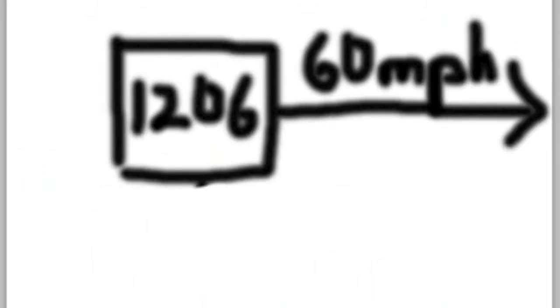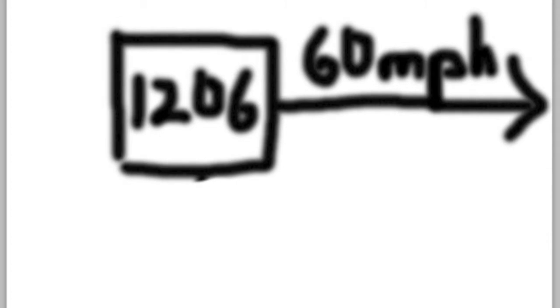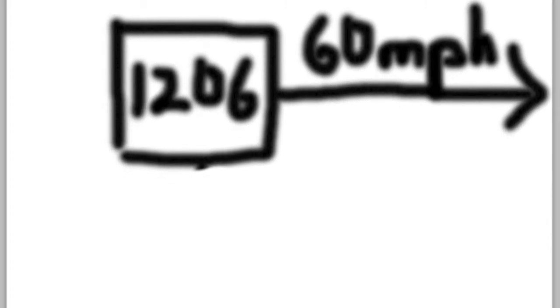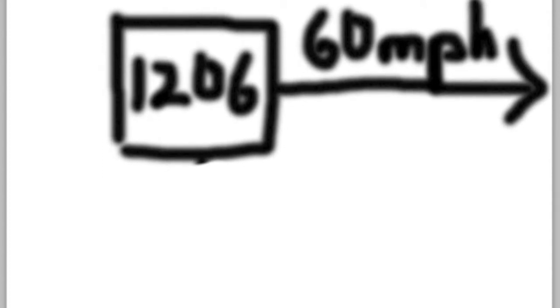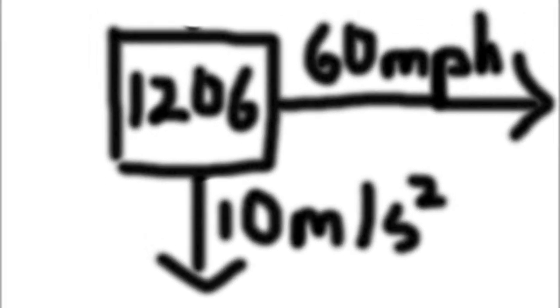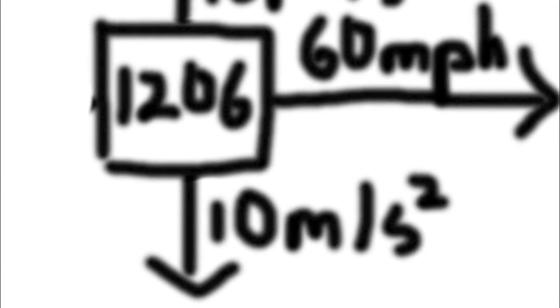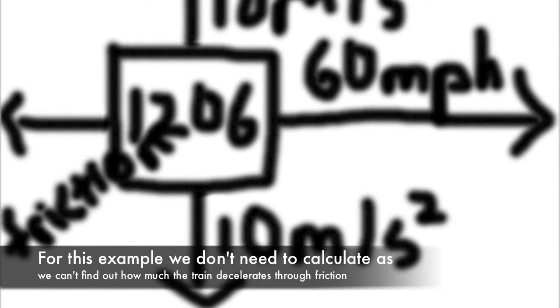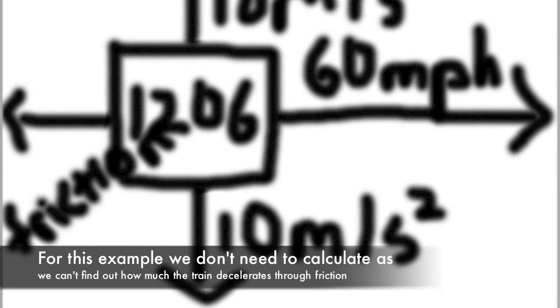So let's start with our first step, which is converting the 1206 train into a simple box. When we're done with doing that, we add in the force vectors, the first being the train moving 60 miles per hour. And then we add a force vector to the top and the bottom for gravity, and then the one on top for normal force. And then we add another force vector for friction going opposite of the 60 miles per hour because friction decelerates an object.